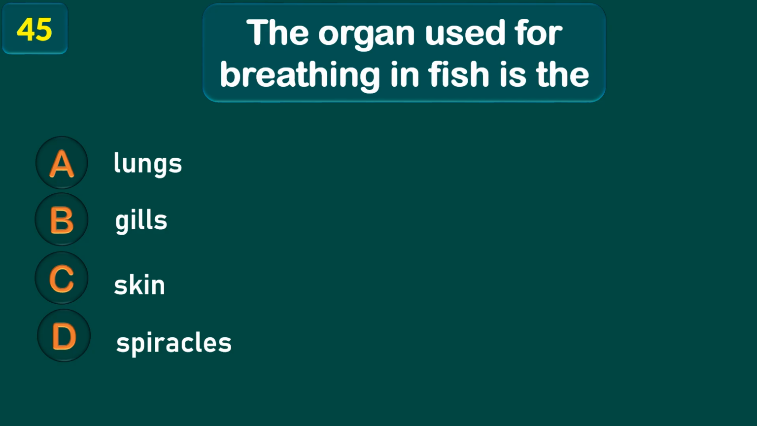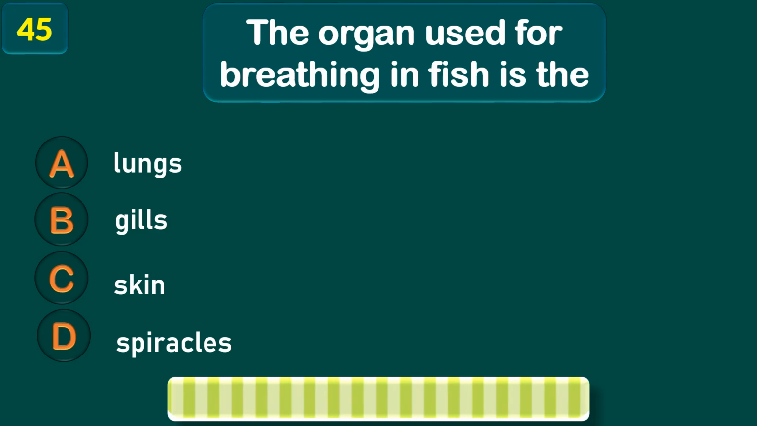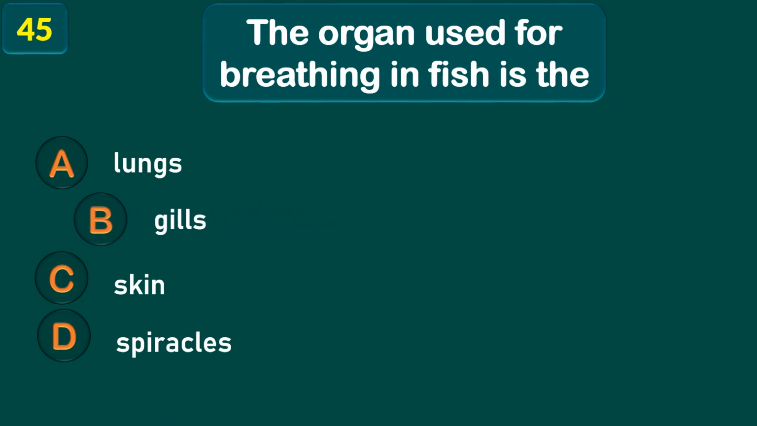The organ used for breathing in fish is the A. Lungs. B. Gills. C. Skin. D. Spiracles. Answer: B. Gills.